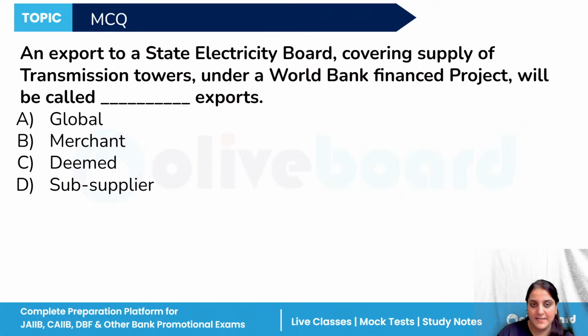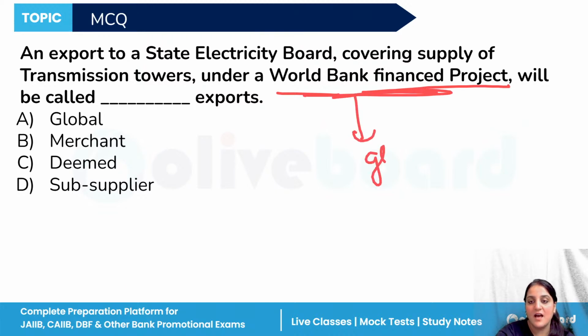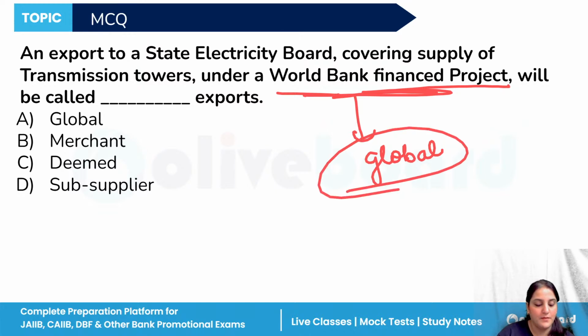Now, if I am telling that an export to the state electricity board covering supply of transmission towers under a World Bank financed project, here, due to this we can say this is a global export, because that is the World Bank financed project. So we can say the correct answer is here option A, that is global export. Clearly this answer is correct. According to me, this is the correct answer.